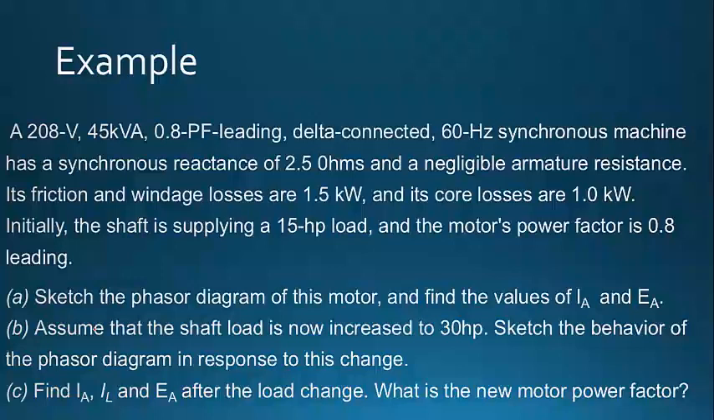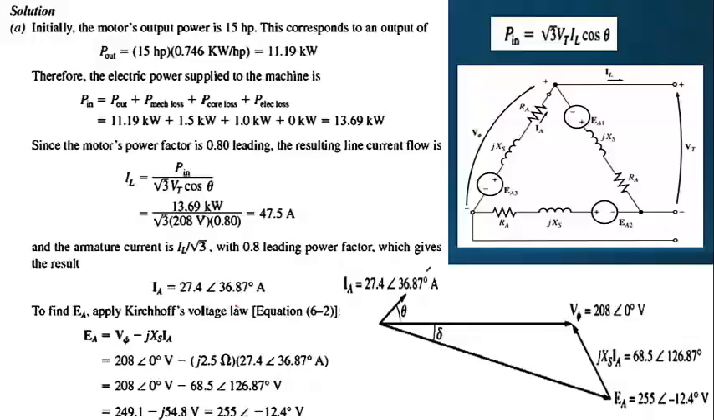It says that we should sketch the phasor diagram of this motor and find the value of IA and EA. That's the first part of the question. So let's do it one after the other. Before we can sketch the phasor diagram precisely, we need to find IA and then EA. So let's go ahead and find IA and EA before we come back to draw the phasor diagram.